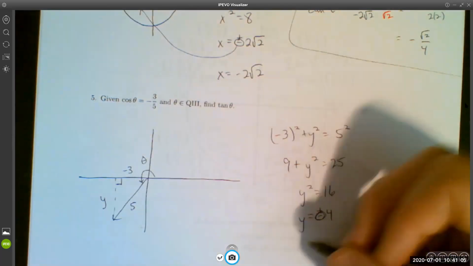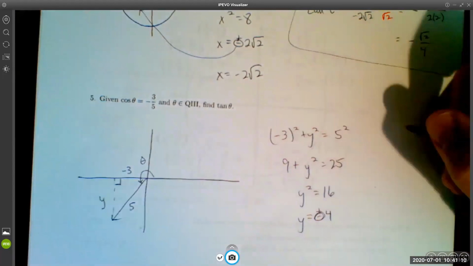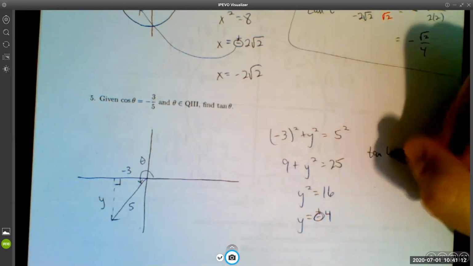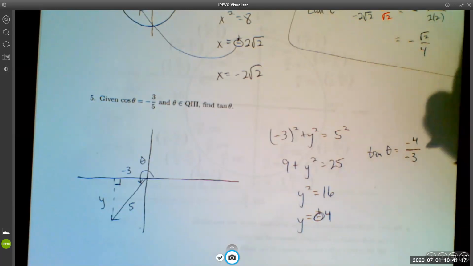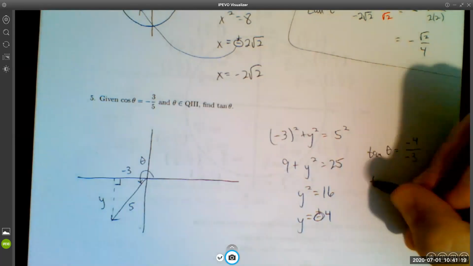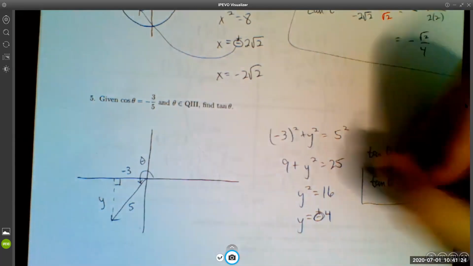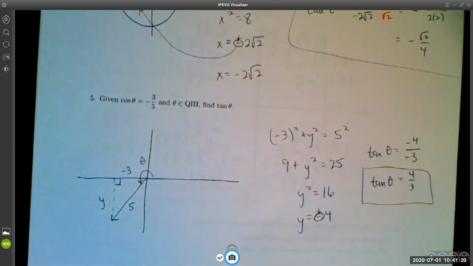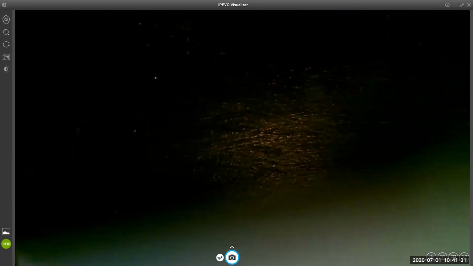So y should be negative 4. Okay? That means that tangent theta is y over x, so tangent theta is 4/3. Okay? So that's that one. Hopefully none of this is new information. Hopefully this is helping you recall things that you already knew from the past.